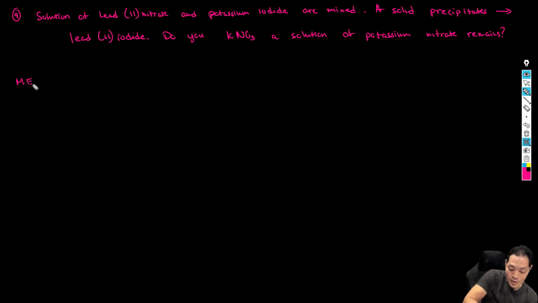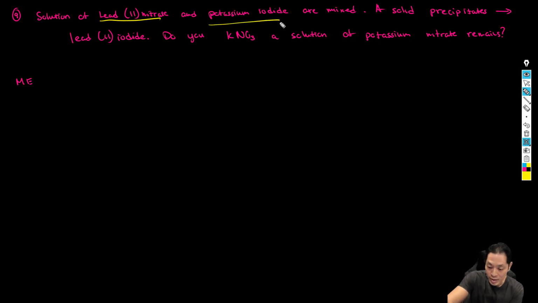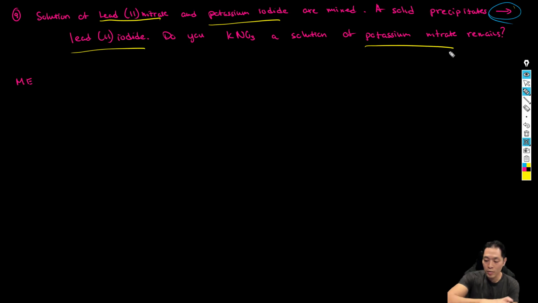So that's what we've been doing. So I'm going to underline what we already have. We have the reactants, lead(II) nitrate, potassium iodide, and the arrow is already done for us. There it is. And it's going to produce lead(II) iodide and potassium nitrate. So we're going to kind of ignore everything else, but those are our things. So let me write that out for us.